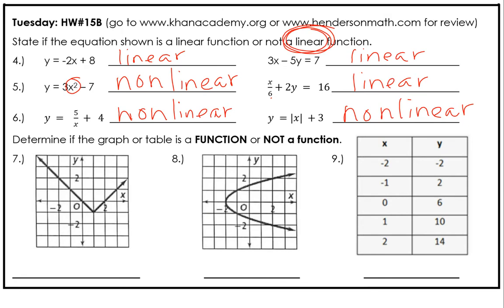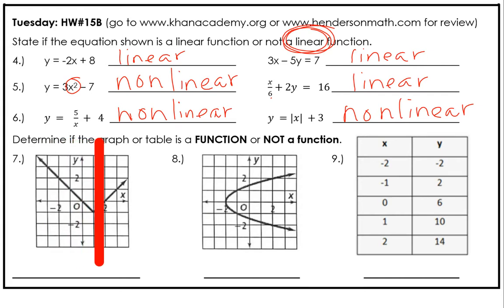If you are a function, every value of x can only pair with one unique value of y. So when we have a graph, we use something called a vertical line test. So I'm going to draw a vertical line here on my paper. And I'm going to take this vertical line, kind of like your pencil. You could use your pencil like this. And I'm going to scan the graph from left to right.